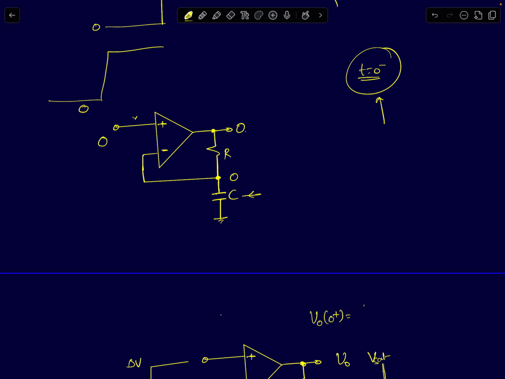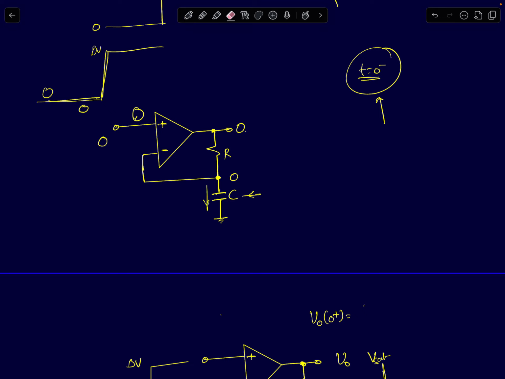Now, before the step arrives, the input voltage is 0 because it's a step input. It starts off at 0 and suddenly jumps to delta V volts at t equal to 0. So before the step arrives, the input can be treated as 0 volts. We can apply the same logic that we applied for finding the steady state value after the step arrives, sometime before. We can argue that before the step arrives, the circuit has reached a steady state and the capacitor is acting like an open circuit.